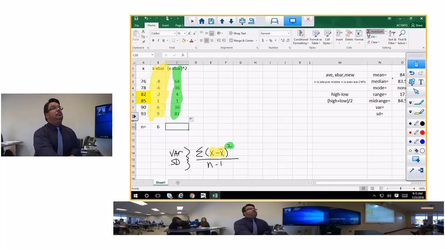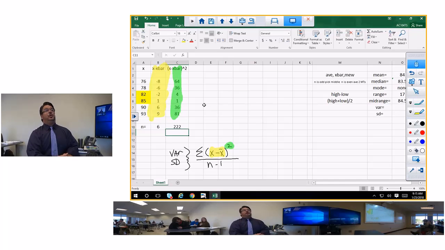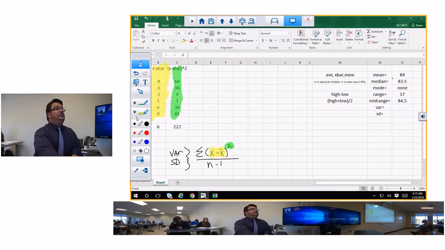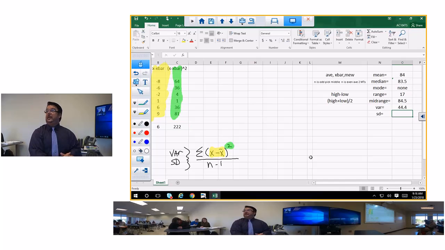So, sum of all those and enter. There is your numerator. 222 is your numerator. So now I'm going to go over to my handy dandy formula. And over here, I'm going to put equals this number divided by, okay, get your calculators out and take 6 minus 1. What do you get? 5. Hopefully you didn't have to use a calculator for that. Some of you on the calculator drill team did. 44.4 is your variance.